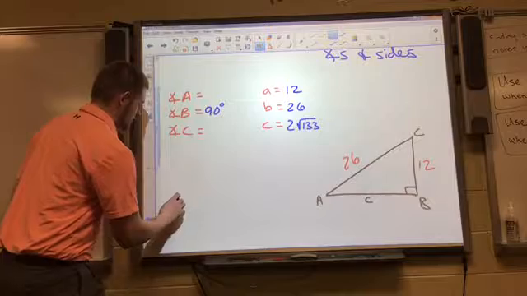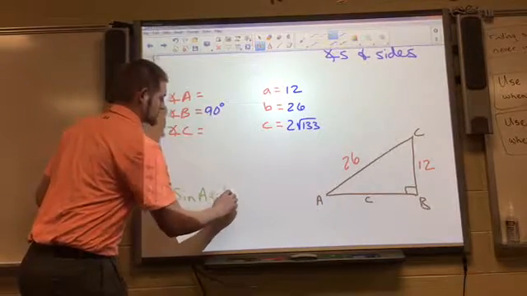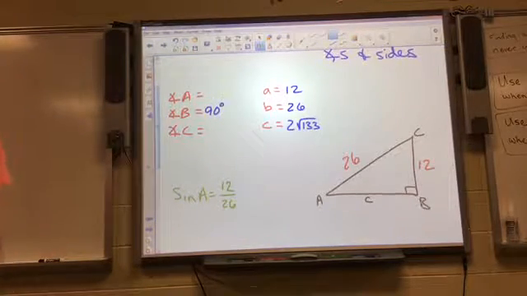Okay, but I do know that the sine of A is equal to 12 over 26, correct? That's a fact. Okay, most of you who were gone yesterday aren't really going to understand why we're doing that yet. Okay, but we're getting there.